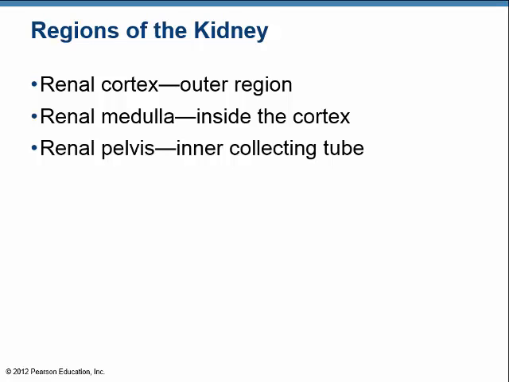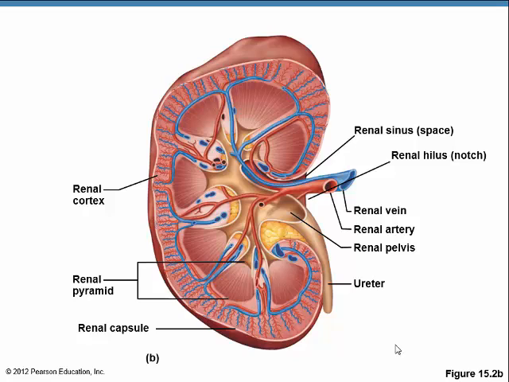Each kidney has 3 regions. The renal cortex is the outer region, the renal medulla is inside of the cortex, and the renal pelvis is a hollow area where urine collects. In this diagram, you can see the renal cortex, the renal medulla, which consists of structures called renal pyramids, and the interior part here, which is all going to empty into the renal pelvis. The renal pelvis ends by forming the upper part of the ureter.